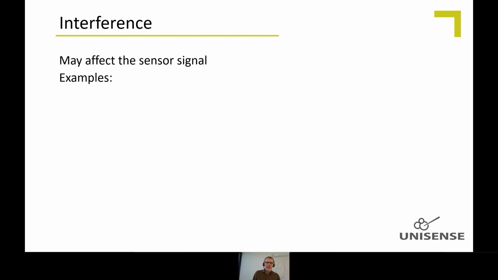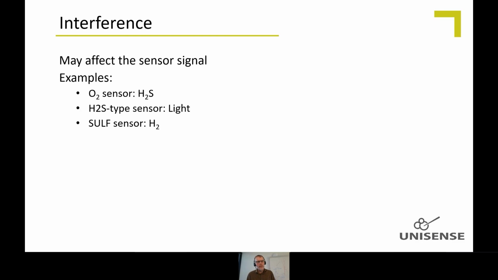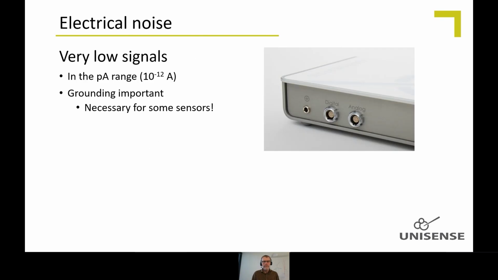So there are interferences with some of the sensors. As I mentioned, sulfide will interfere with the oxygen sensor, the light will interfere with the H2S type, hydrogen with the sulfide sensor, NO with the N2O sensor, and H2S with the hydrogen sensor. And if you go to our webpage and look at these sensors, you will see the interferences that we are aware of. They are listed there. And if you experience other interferences, we'll of course like to know, so we can put it there.